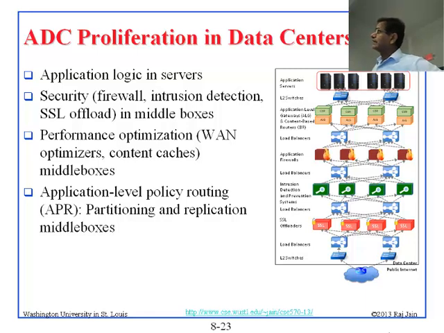Now, the number of requests coming in is so large that one SSL offloader cannot do. So you need multiple SSL offloaders, and therefore you need a load balancer just before them. One IDS cannot do, so you need a load balancer in front of the IDS. One application firewall cannot do, so you need a load balancer for the firewalls, and so on and so forth. So there are so many load balancers and so many ADCs.